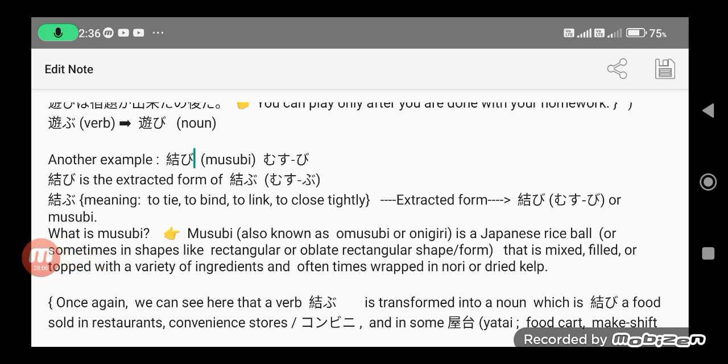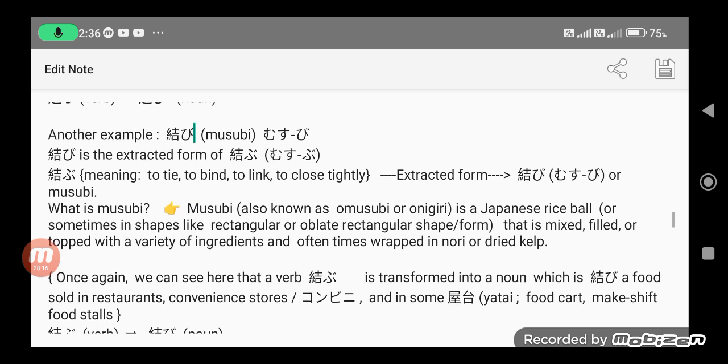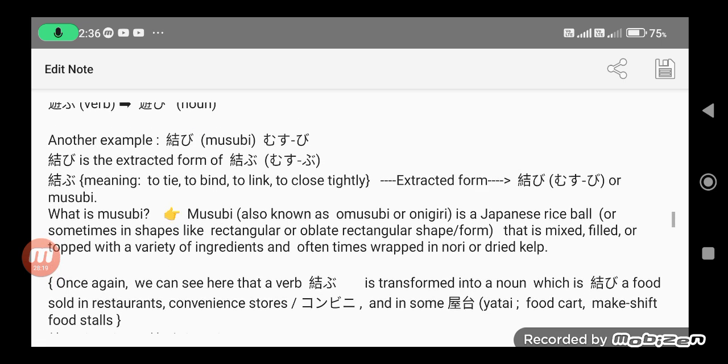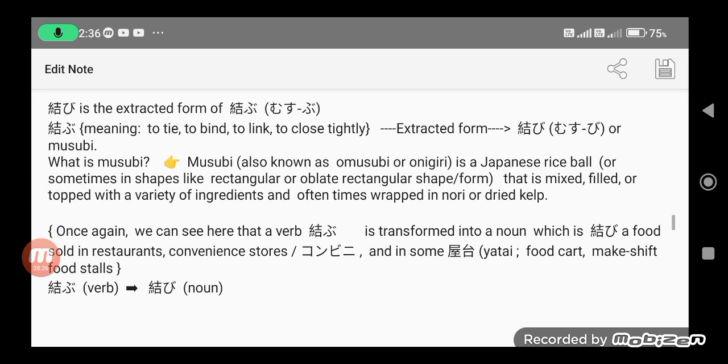So what is musubi? It's also known as omusubi or onigiri, a Japanese rice ball. It's very popular, and it is filled or topped with a variety of ingredients, and oftentimes wrapped in nori or dried kelp. And once again, we can see here that the verb musubu is transformed into a noun, musubi, a food sold in restaurants, convenience stores, and in some yatai or food carts.